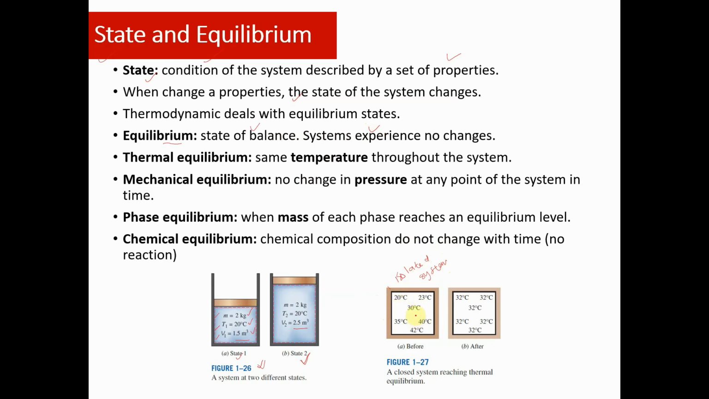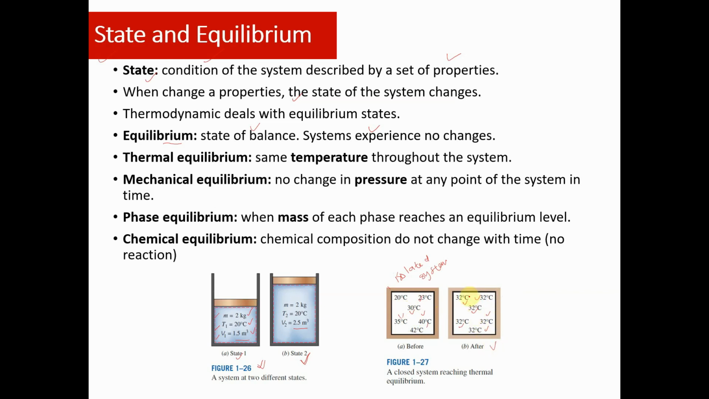You can see here there is unbalanced temperature inside. We have 30, 35, 40, 42, and so on. So this is not an equilibrium state. But when the system reaches an equilibrium state, such that the temperature is consistent throughout the whole system, this is what we call an equilibrium system.